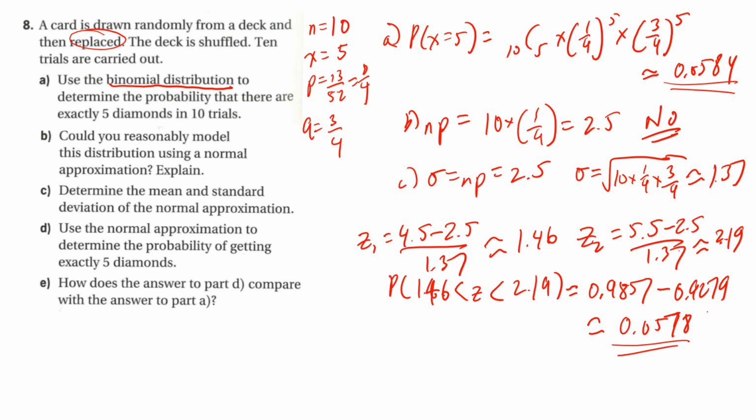So that is our answer for E. They're very close in this case. There's only a 0.6% difference there, so we got a good estimate.